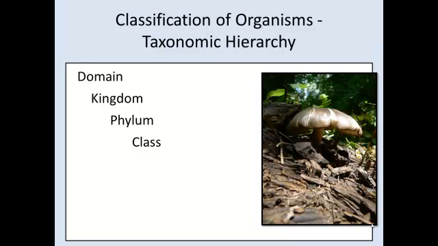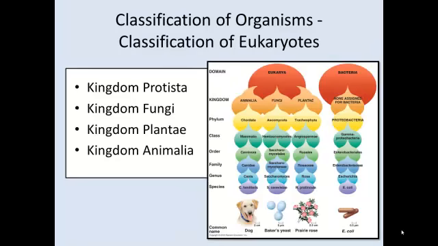Then from there we go to phylum. Then from there we go to class. Then from there we go to order. Then we go to family. And now we're going to get to what we were familiar with, genus, and then species. So this is the setup that we have in the classification of eukaryotes. We go from the domain, kingdom, phylum, class, order, family, genus, species.